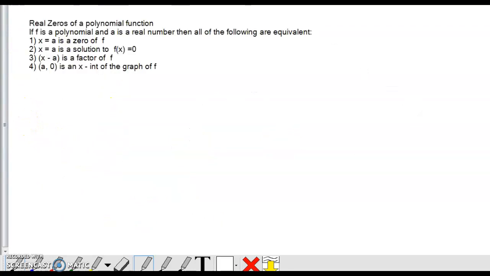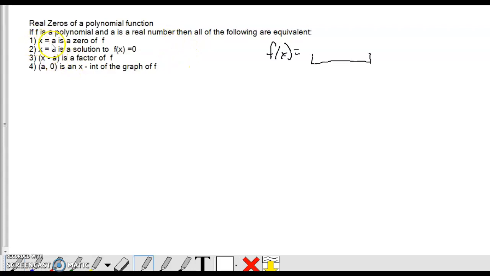All right, so let's move on and now start talking about the zeros. So I do want you guys to copy this down. It says the real zeros of polynomial functions, because we will be discussing what imaginary zeros are all about. So it says if f is a polynomial, right? So again, we're just talking about f of x is equal to something, right? And a is a real number, right? Then all of the following are equivalent.